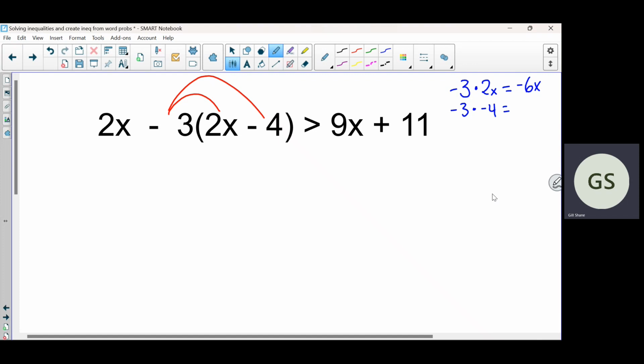So when I have a negative times a positive, we said if you have different signs, the answer is negative. If you have the same sign, the answer is positive. There's also another way to figure it out.